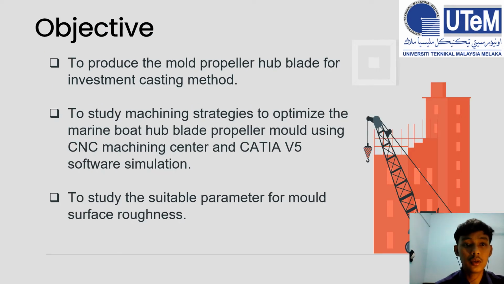We move to the most important thing of the research, which is the objective. First, to produce the propeller hub blade from mold using the investment casting method. Second, to study the machining strategy to optimize the marine boat hub blade propeller mold using a CNC Machining Center and CATIA version 5 software simulation. And lastly, to study the suitable parameter for mold surface roughness.